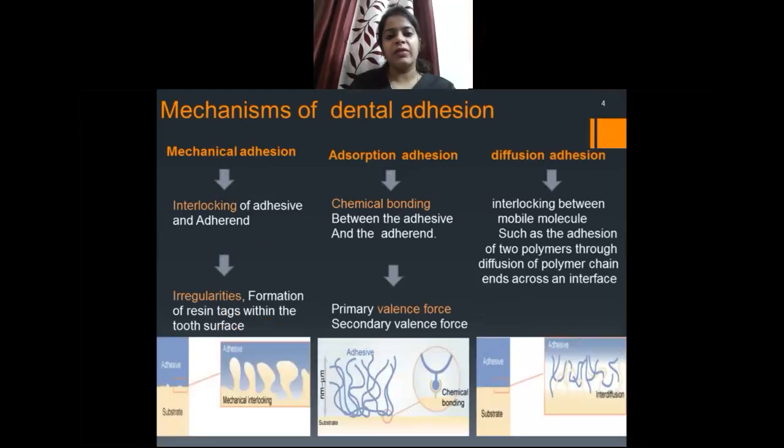Coming to the mechanism of dental adhesion, it can be either mechanical adhesion, which is the interlocking of adhesive and the adherent. It happens by irregularities. Or else the absorption adhesion, which is a chemical bonding, which takes place by the primary valence or the secondary valence force. And finally, the diffusion adhesion, which is the interlocking between the mobile molecules such as adhesive of the two polymers through diffusion of polymer chains across the interface.